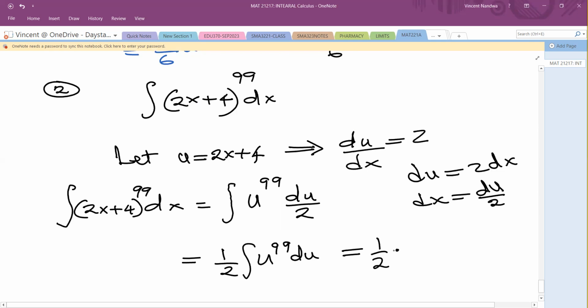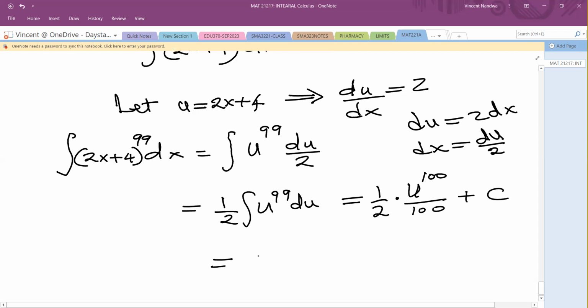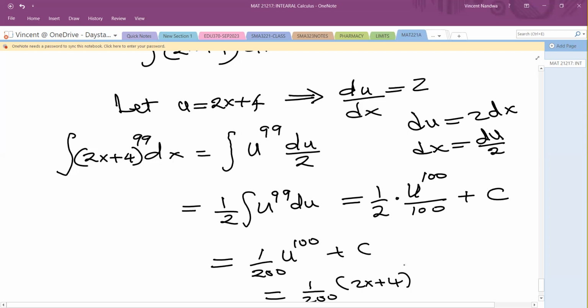So by power rule, what is the integral of u^99? u^100 over 100, okay? Then plus c, okay? And this is nothing but 1 over 200 u^100 plus c. But remember, you don't leave your answer in terms of u. U is your own creation. So replace the original variable. So 1 over 200 (2x + 4)^100 plus c.